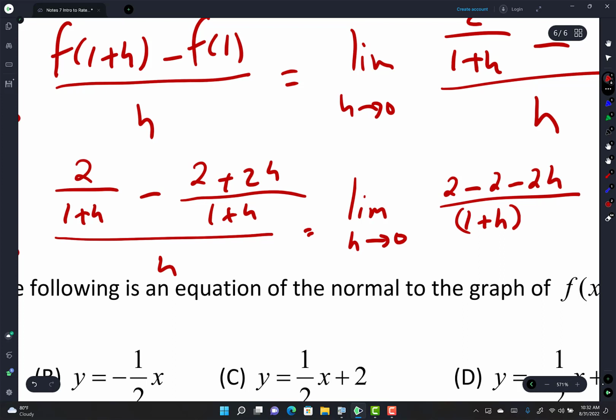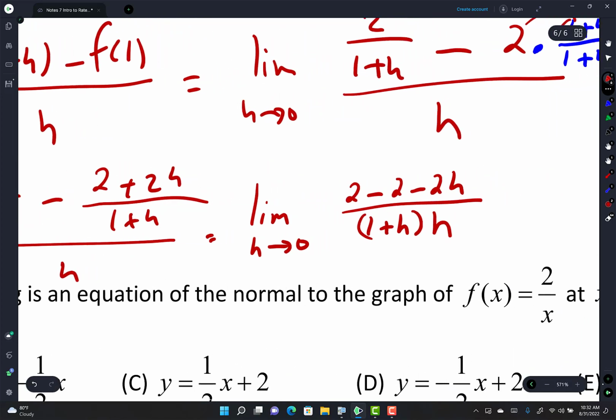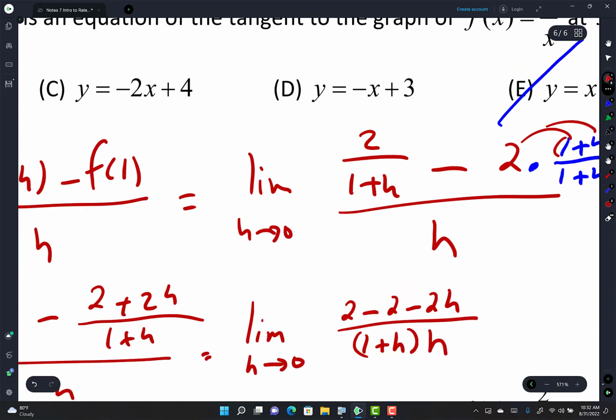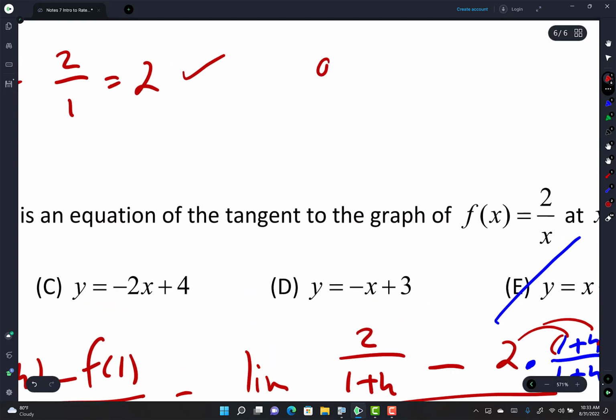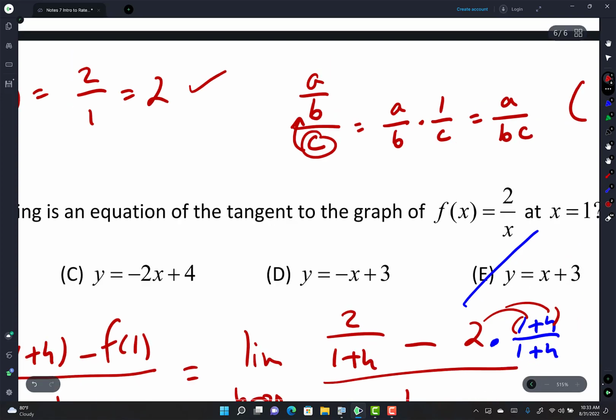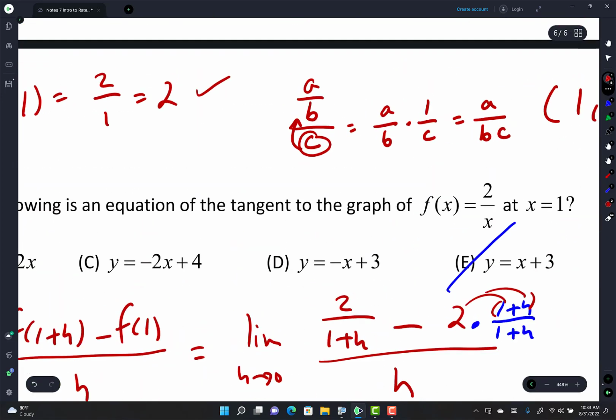I'm going to put it in parentheses, and I'm going to pick that h up and put it right there. Can I do that? Okay. Yeah, keep, change, flip. Side note: A over B divided by C. Notice this is like C over 1. I can do keep, change, flip. Keep the A over B times 1 over C. So A over BC. So I could have just put that C right there like that. See what I did there? Okay.